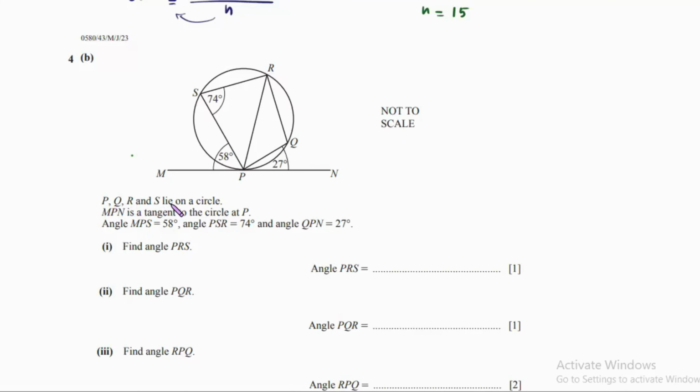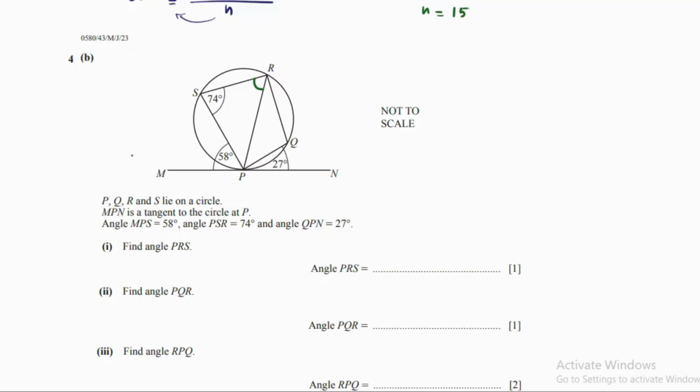P, Q, R, and S lie on a circle. MPN, that is this line, is a tangent to the circle at P. The angle MPS is 58, PSR is 74, QPN is 27. We need to find angle PRS. PRS is this angle. We need to find how much this angle is.